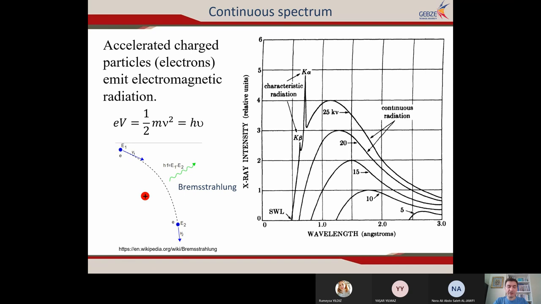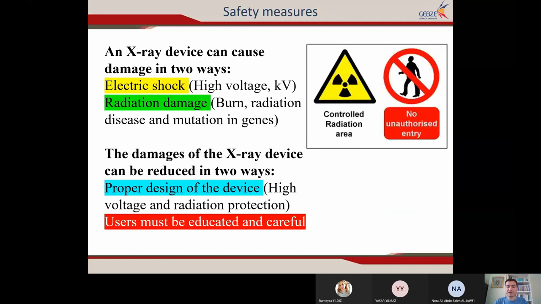Okay, never mind. So now let me continue with the safety measures. This is very important. If you are dealing with X-rays, you must be very careful because an X-ray device or X-rays can cause very severe harm to people. So the first one is electric shock, because we are using high voltage. We are talking about the kilovolt range. As I told you, at home we are using 220 volts. Here, not 1000 volts, not 2000 volts. We are talking about 20,000 volts, 20 kilovolts. So it is a huge voltage and there is a risk of electric shock.